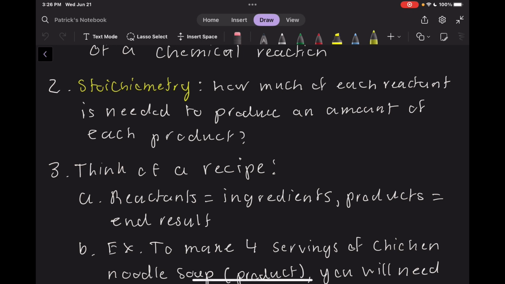The central topic of this video, however, is stoichiometry. We can define stoichiometry as the quantitative study of chemical reactions. In simpler terms, how much of each reactant is needed to produce a certain amount of each product. That's what stoichiometry is going to tell us.